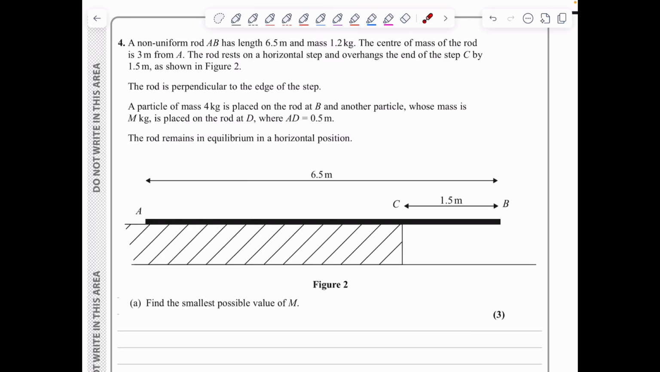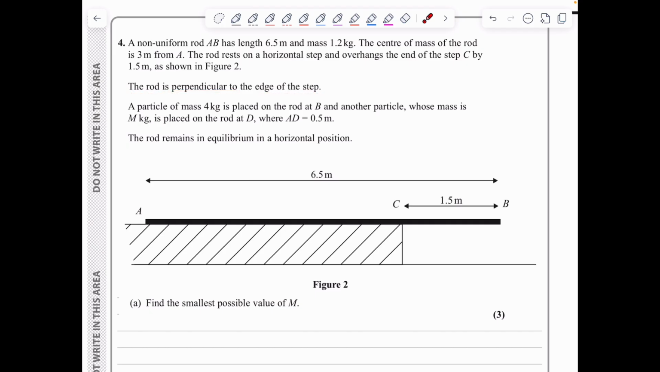In question 4, we're given a non-uniform rod AB with a length of 6.5 meters and a mass of 1.2 kilograms. Now the center of mass of the rod is 3 meters from A. It is resting on a horizontal step and overhanging the end of the step C by 1.5 meters as shown here in figure 2. Now the rod is perpendicular to the edge of the step.